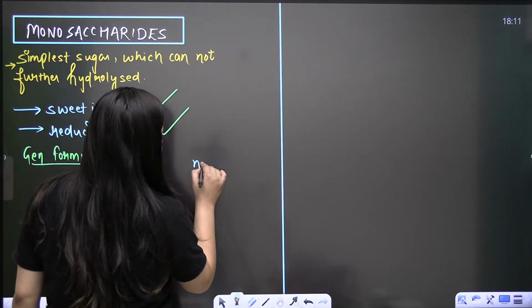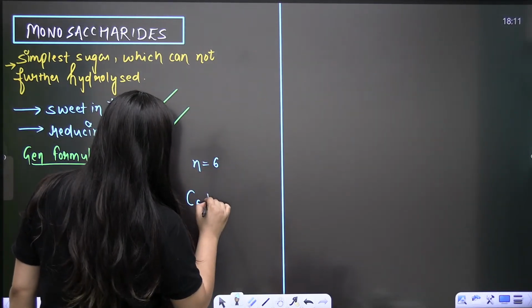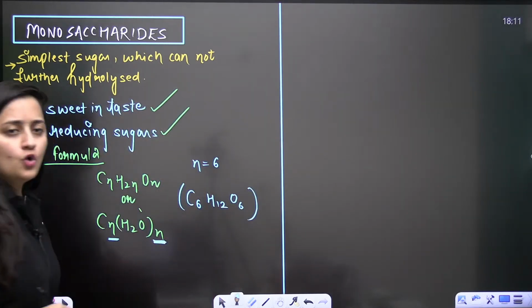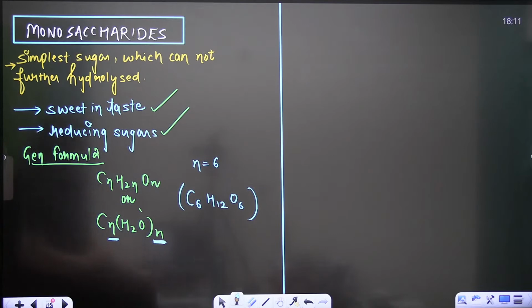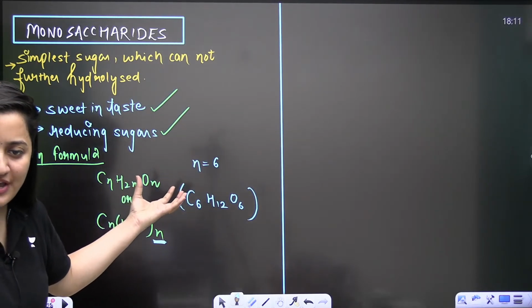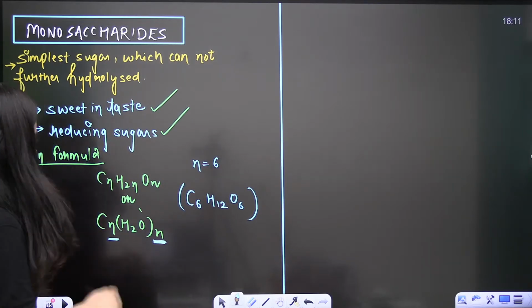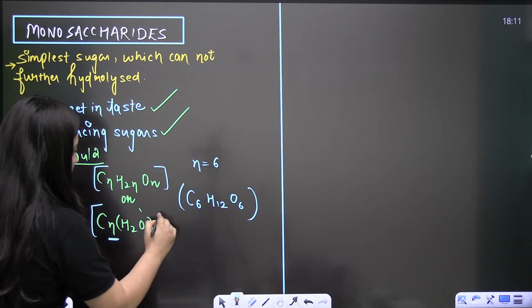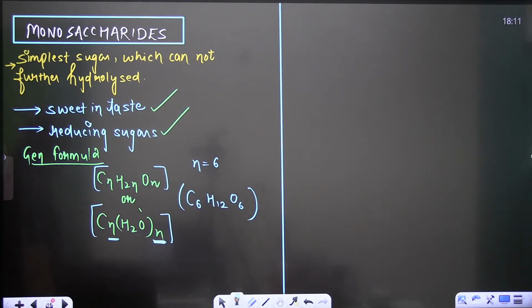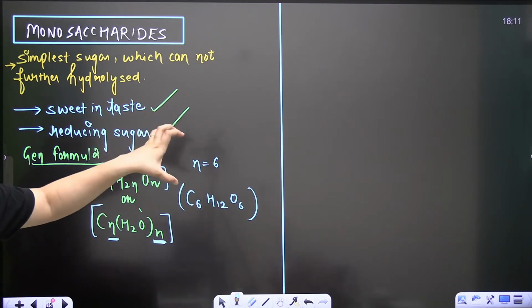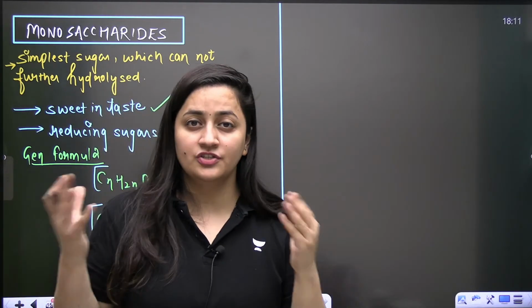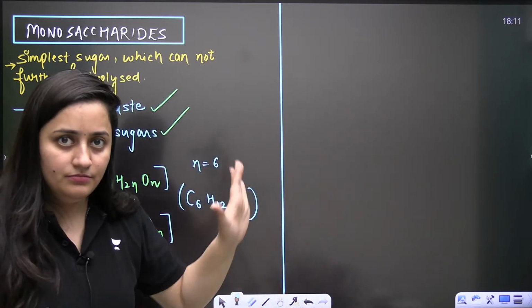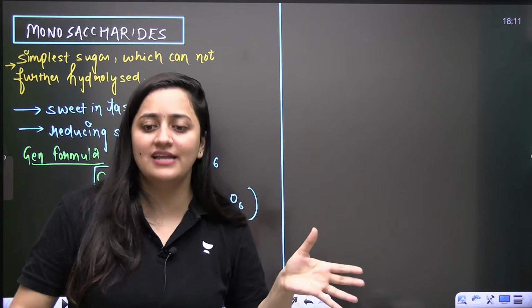I'll give you one example. Let's say n is 6. This becomes C6H12O6, your glucose. Even fructose is C6H12O6, and even galactose is C6H12O6. So this is the general formula for monosaccharides. Monosaccharides are reducing in nature, sweet in taste, the simplest sugars, and the main source of energy. 55 to 60% of the energy is obtained from carbohydrates, because they easily oxidize and give the energy.